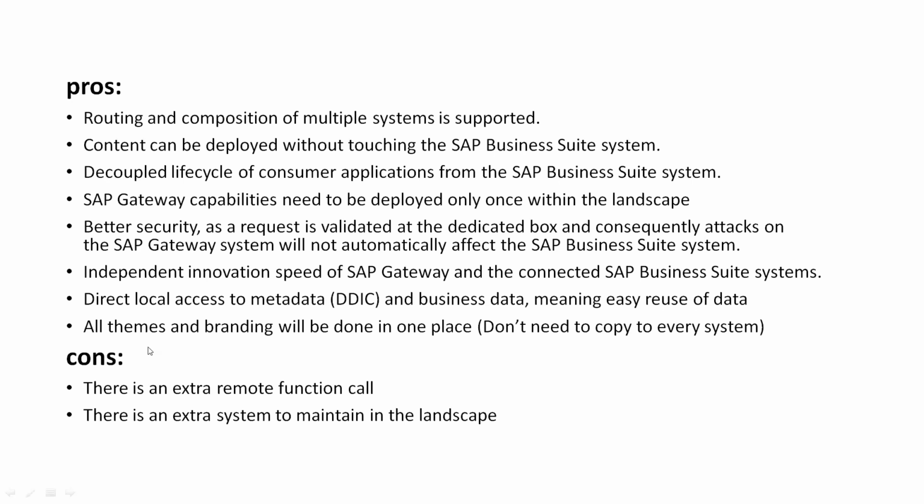Let's say you are going to build UI5 applications for ECC, SAP UI5 applications for CRM, UI5 or Fiori applications for SRM or some other system. All those applications will be deployed in the NetWeaver Gateway Hub system. If you want to do any theming or branding, all your branding will be in one place, because all the applications will be deployed to the Gateway Hub system. That's where you will maintain all your branding and theming, so that you don't need to copy it to the individual business systems. So these are all the advantages, routing and composition of multiple systems.